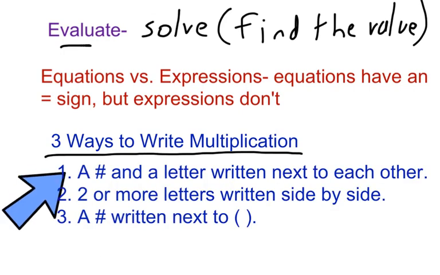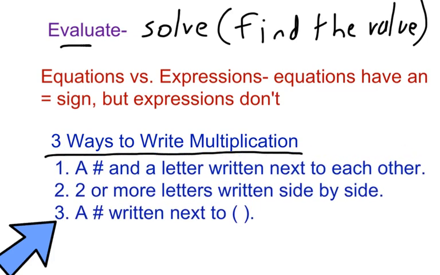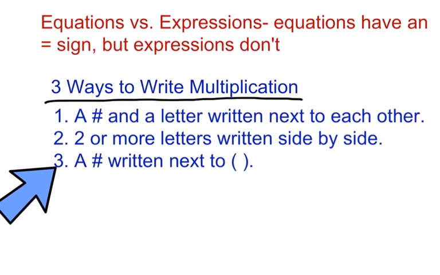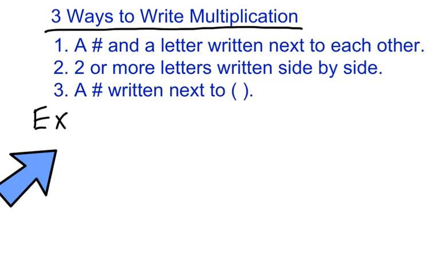The first way is a number and a letter written next to each other. The second way is 2 or more letters written side by side. And the third way to write multiplication is a number written next to parentheses. Alright, let's do examples for each of these. So example 1, we'll go with the first way.